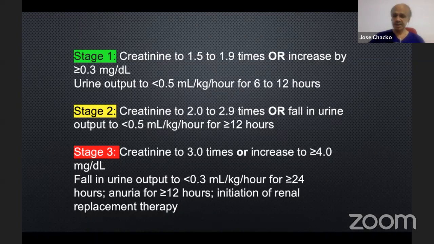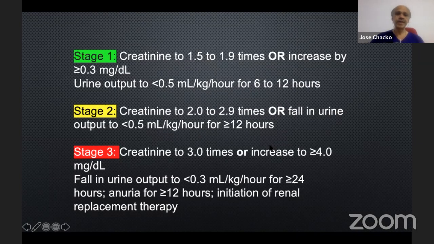Stage 1 is a creatinine rise of 1.5 to 1.9 times the basal creatinine level, or an increase of more than 0.3 milligrams per deciliter, and a urine output of less than 0.5 mils per kilogram per hour for more than 12 hours. So KDIGO essentially depends on the serum creatinine level as well as the urine output. Stage 2 is creatinine 2 to 2.9 times, or fallen urine output to less than 0.5 mils per kilogram per hour for more than 12 hours.